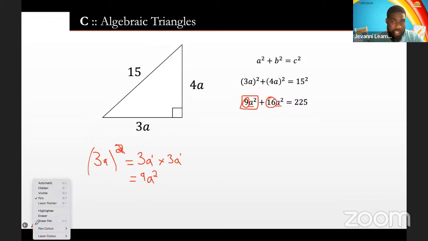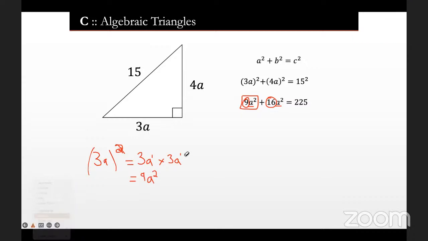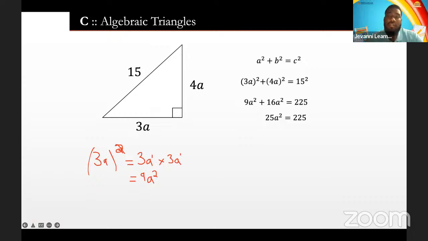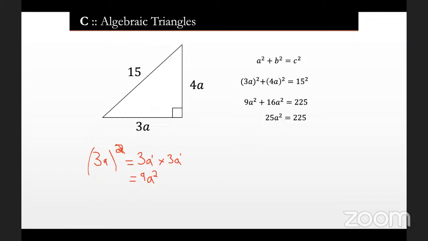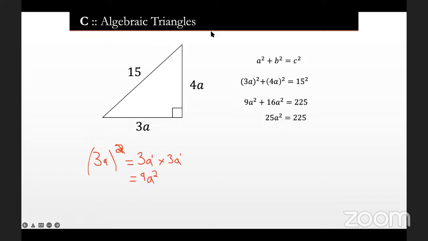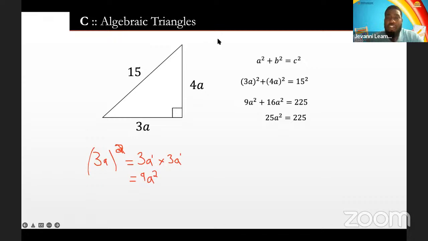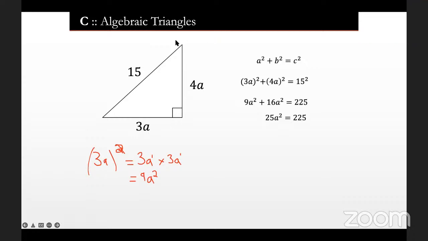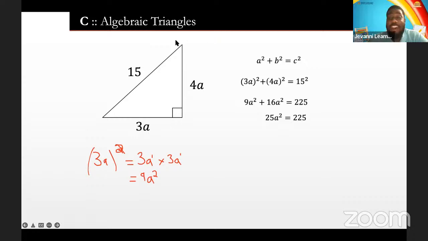Let me delete that because I'm going to annotate. Okay, so that's 25a squared. Does that make sense to you guys? Yes. If it doesn't make sense, tell us. Troy, did you get 625 when you finished? How did he get 625? Troy, you want to explain to us how you got 625?